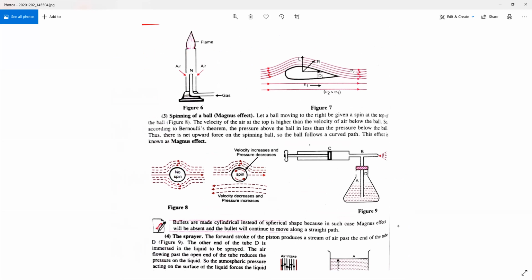And second one, we shall discuss the lift of an airfoil. The diagram is shown in figure 7. This is the lift of an airfoil, shown in figure 7.